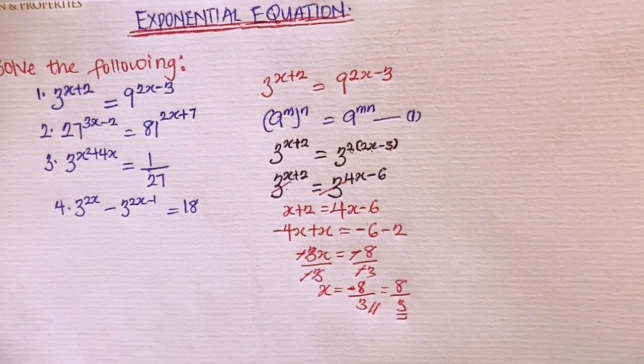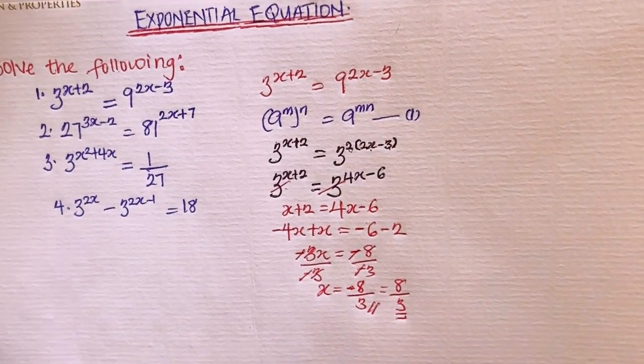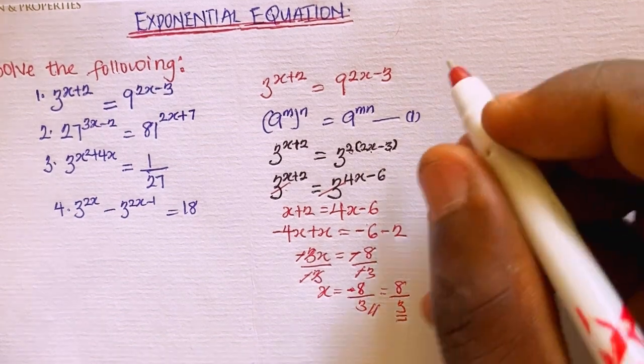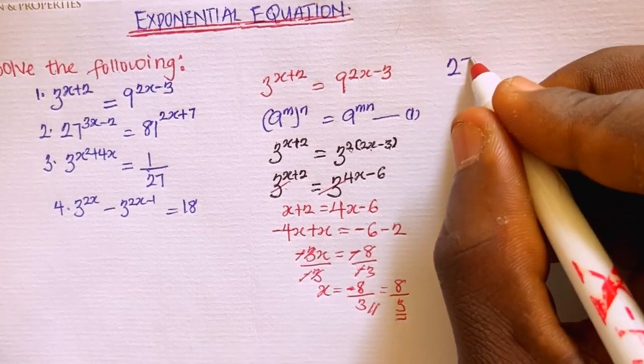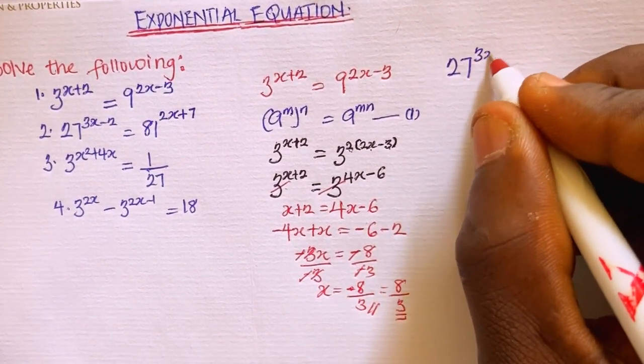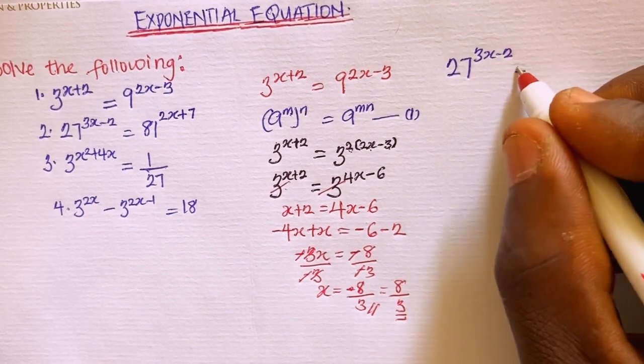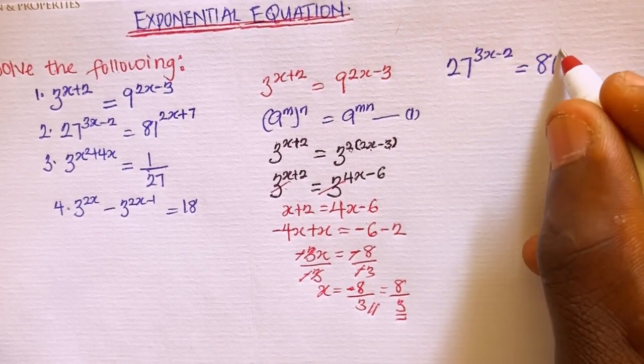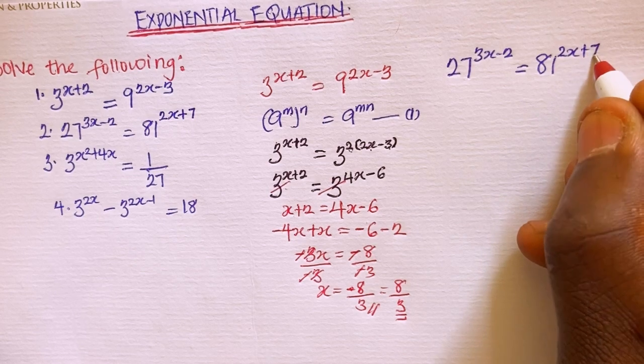So that's just it as far as the first one is concerned. Now let's check the second question. The second question I'm having here is 27 raised to the power 3x minus 2, equal to 81 raised to the power 2x plus 7.